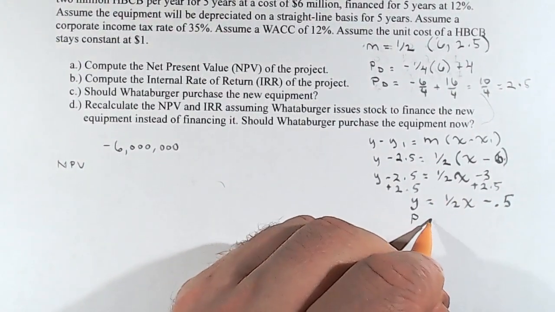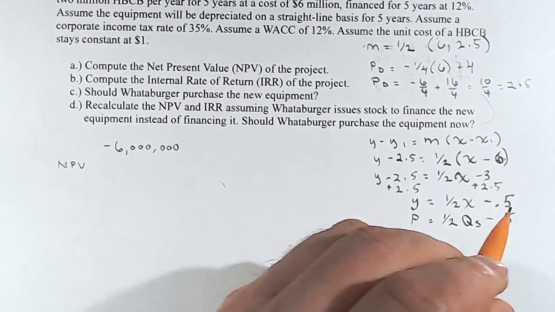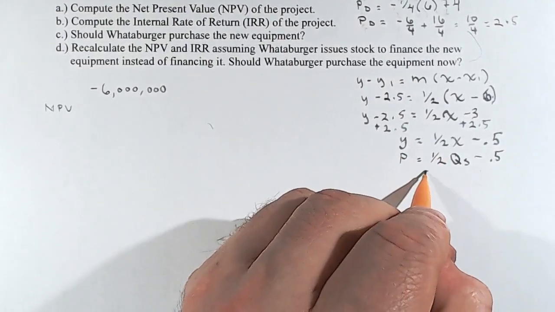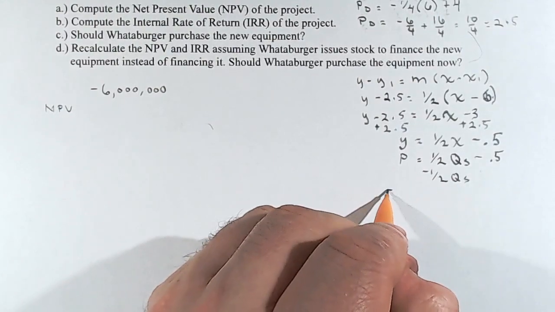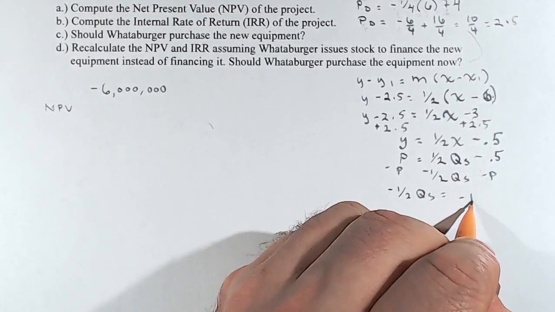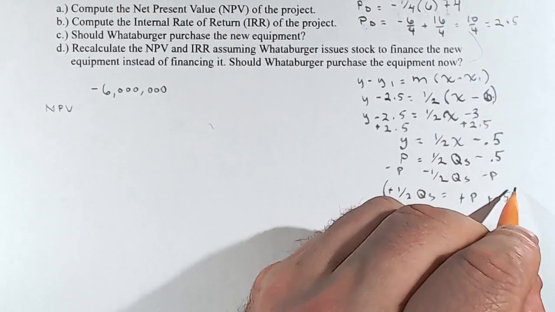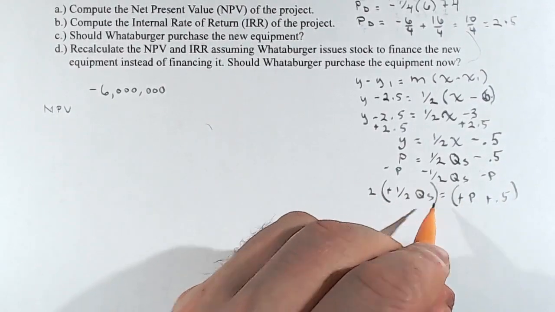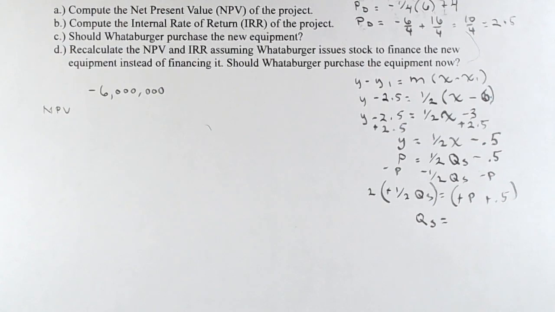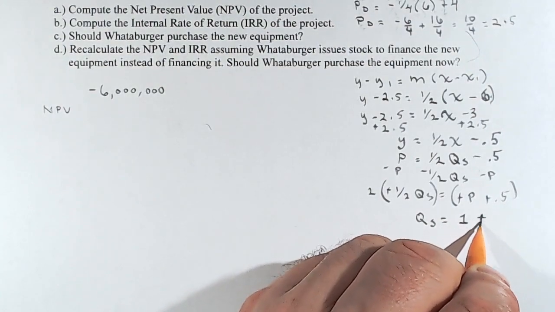Replace y with p and x with q sub s: p equals 1/2 q sub s minus 0.5. Let's solve for q sub s so I can get my new supply equation. I'll subtract 1/2 q sub s from both sides, and subtract p from both sides, so I've got minus 1/2 q sub s equals negative p minus 0.5. Turn these positive, and then multiply by the reciprocal, 2. Now I have q sub s equals 2 times 0.5, 2 over 1 times 1 over 2, that's 1. So that's 1 plus p.